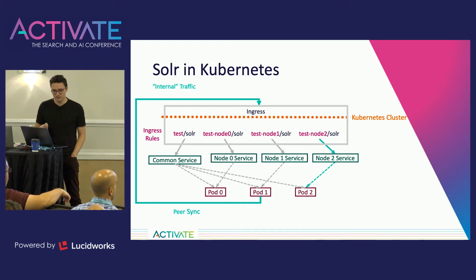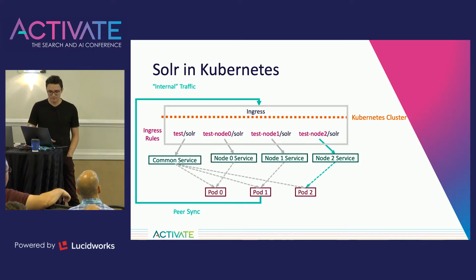The only problem here is, as you can see, it would be nice if we could eliminate the middleman and not have to go through these ingresses and all these additional routes to just do peer sync between two pods that are running in the same Kubernetes cluster. But we can get to that optimization later.